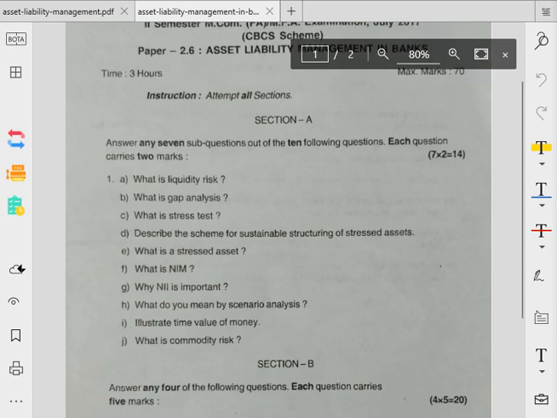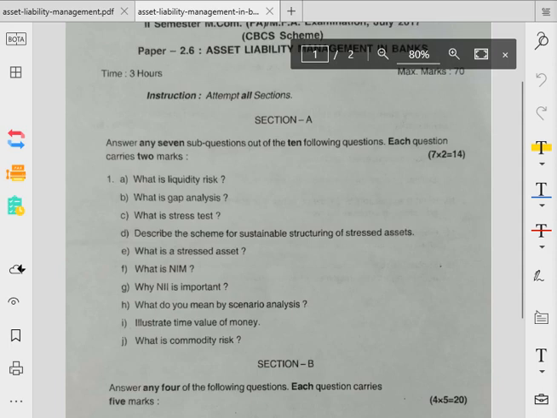Next one is time value of money. It is the idea that money available at the present time is worth more than the same amount in the future, due to its potential earning capacity. This core principle of finance holds that money that can earn interest is worth more the sooner it is received. One of the most fundamental concepts in finance is that money has a time value attached to it. In simpler terms, a dollar today is worth more than a dollar tomorrow.